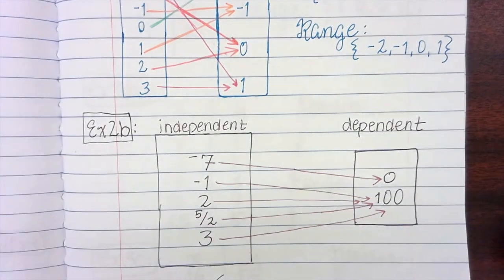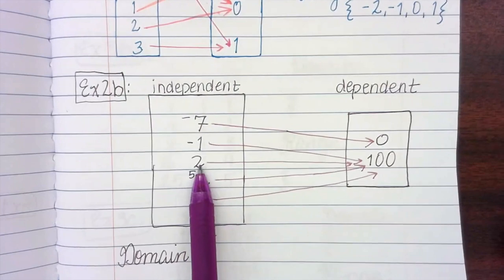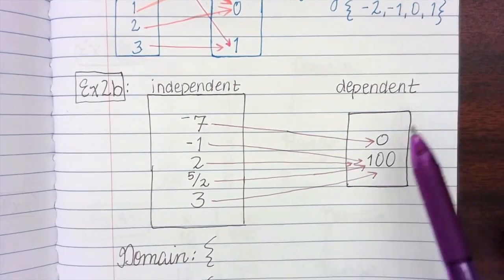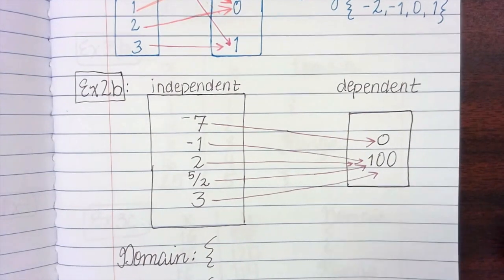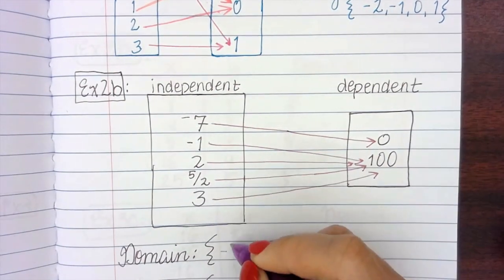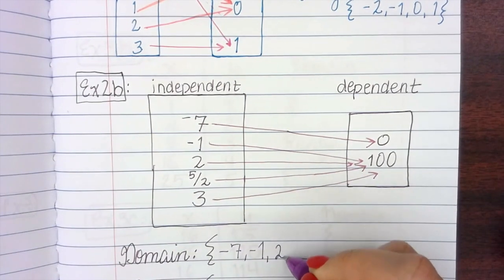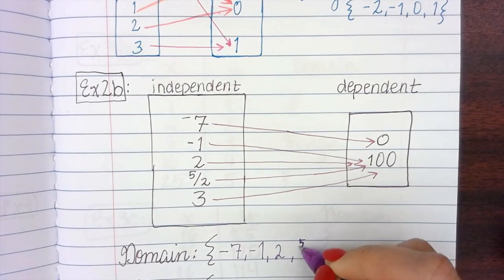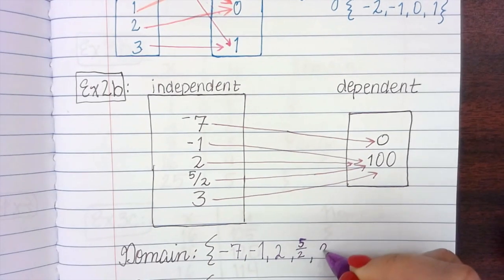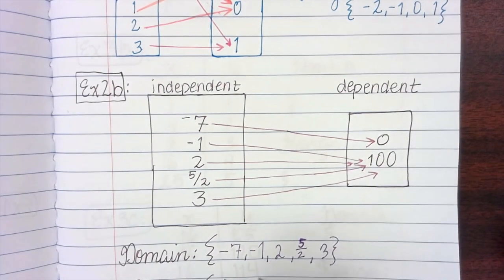Here's example 2b. In the independent box, I have -7, -1, 2, 5 halves, and 3. And in the dependent box, I have 0 and 100. So my domain from least to greatest, and if you make your mapping diagram nicely, it should already be in order for you. So -7, -1, 2, 5 halves is next. Make sure you know which fractions are which size, and 3. And then for my range, I just have 0 and 100.